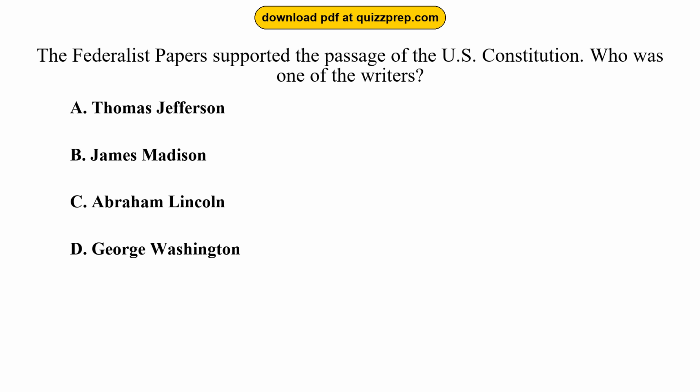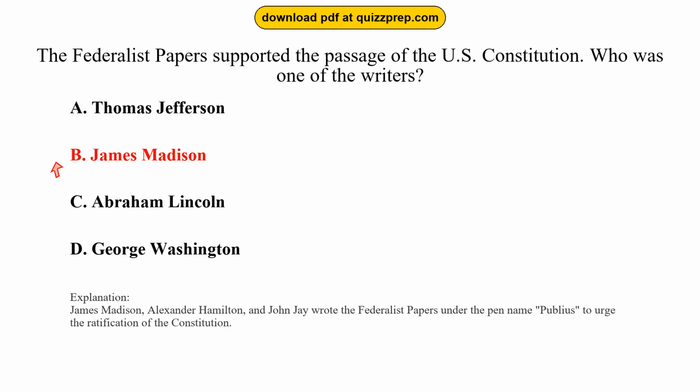The Federalist Papers supported the passage of the U.S. Constitution. Who was one of the writers? Option A, Thomas Jefferson. Option B, James Madison. Option C, Abraham Lincoln. Option D, George Washington. The correct answer is option B, James Madison. James Madison, Alexander Hamilton, and John Jay wrote the Federalist Papers under the pen name Publius to urge the ratification of the Constitution. Question 28.